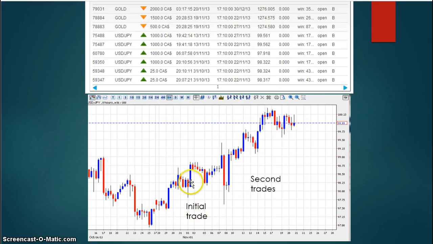So what we did, we waited to see that the trend was going as planned, and we added secondary trades here. Over here, you can see trades that were made on the 13th at a higher rate, 99.561, 99.562. These trades are expiring, one on the 22nd, which is tomorrow actually, and one on the 27th. So we got our initial trades, then we made other trades because we saw the trend was continuing and we wanted to capitalize on the movement. So these are the dollar yen trades.